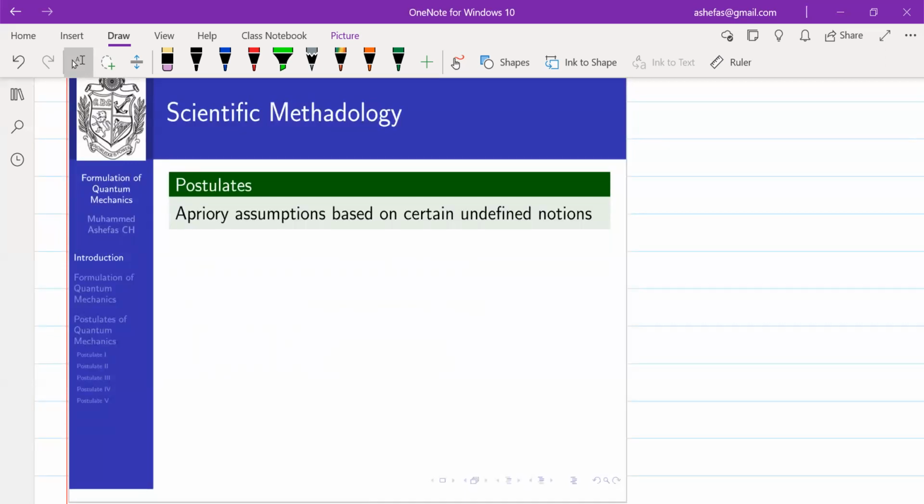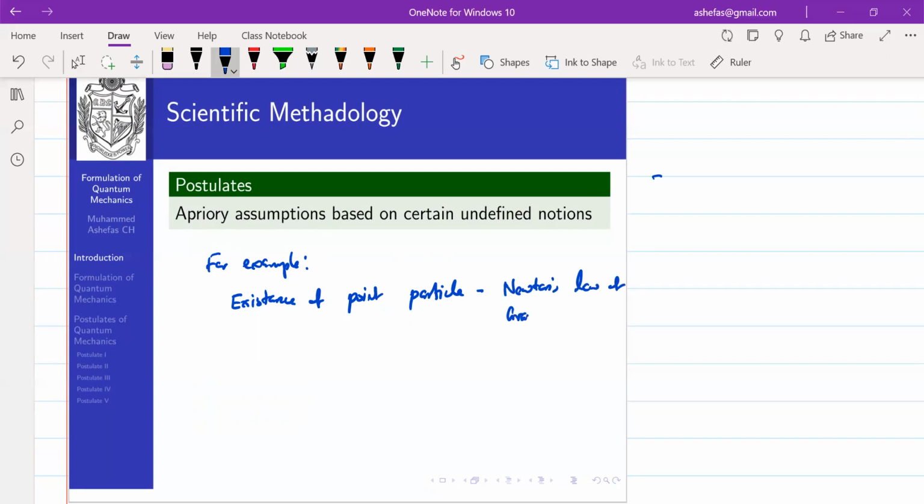For example, in case of Newton's law of gravitation, the existence of a free particle or the existence of a point particle is an assumption. Okay, so in practice, we will not get any particle with zero volume, or we cannot get a point particle. But this is an assumption which is required for building up Newton's law of gravitation. So this is basically an assumption which is required to build the theory.